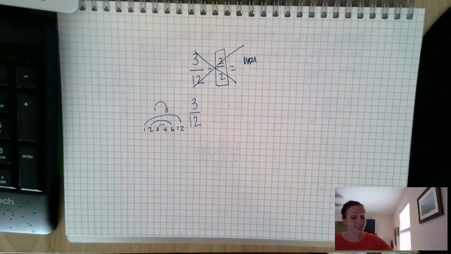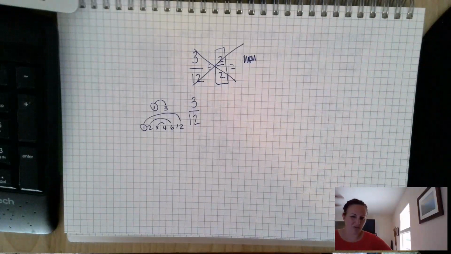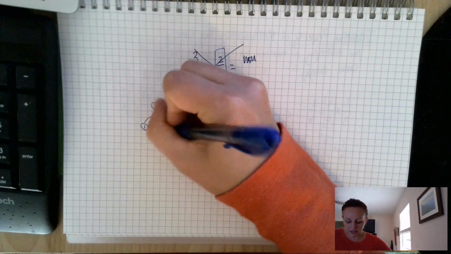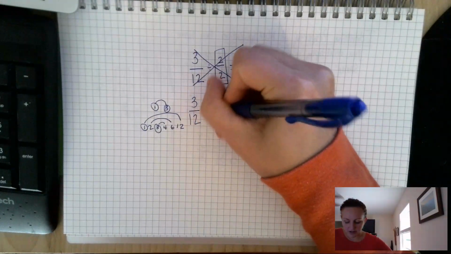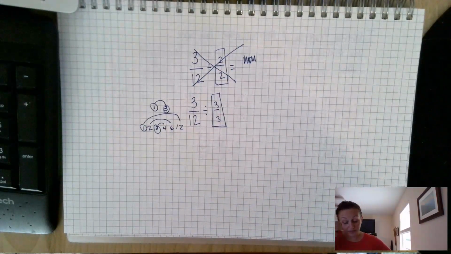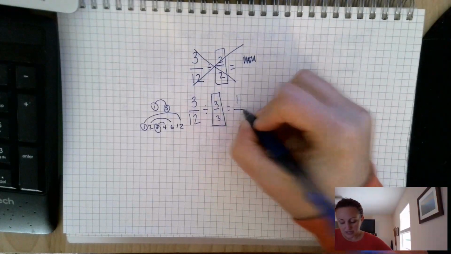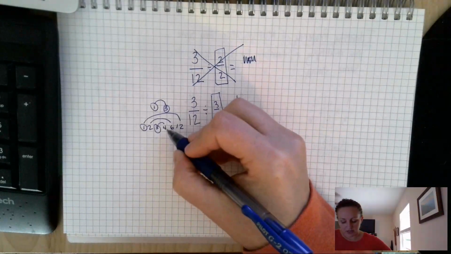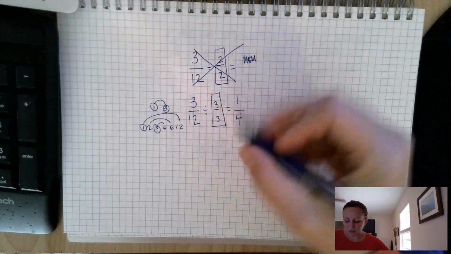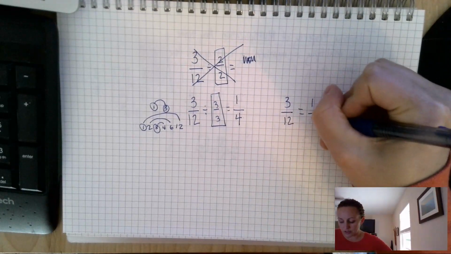So what numbers do we see that are in common? 1. But if I divide it by 1/1, I'm still going to have 3/12. So I'm not going to have anything different. What about 3? Could I divide this one by 3/3? I can, right? 3 divided by 3 is 1. And 12 divided by 3 is 4. What's it attached to on the factor rainbow? That helps you. So I know that 3/12 is equivalent to 1/4.